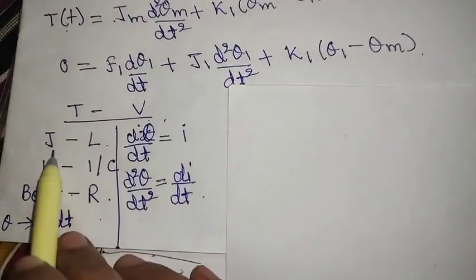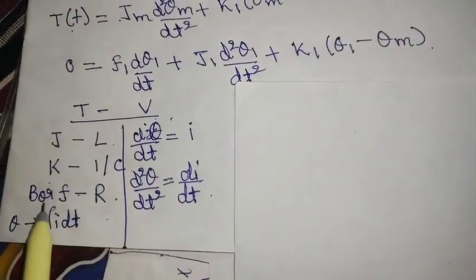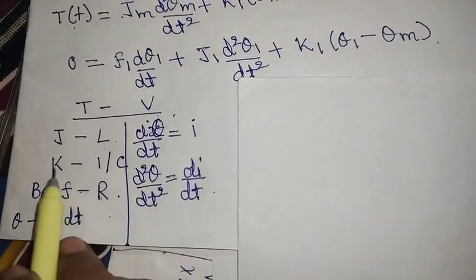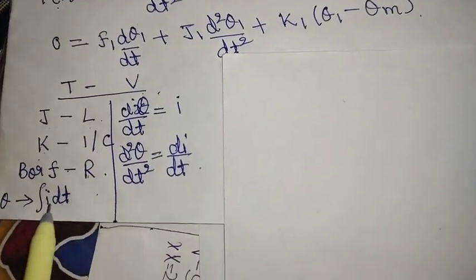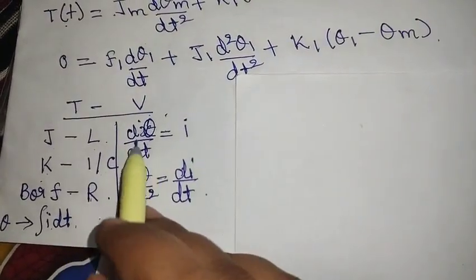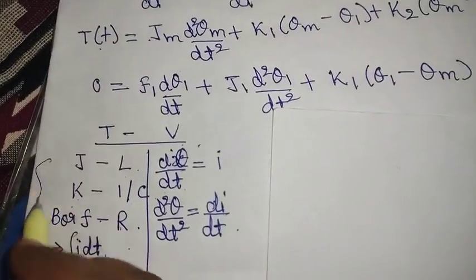In the torque-voltage analogy, J is replaced by inductance, friction is replaced by resistance, and K is replaced by 1 by C, that is capacitance. Theta is replaced by the integration of I into dt, and d theta divided by dt. So you only need to remember this much.